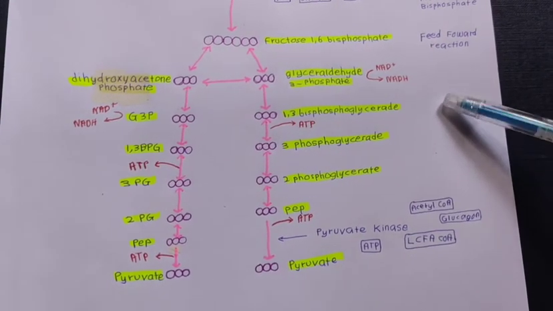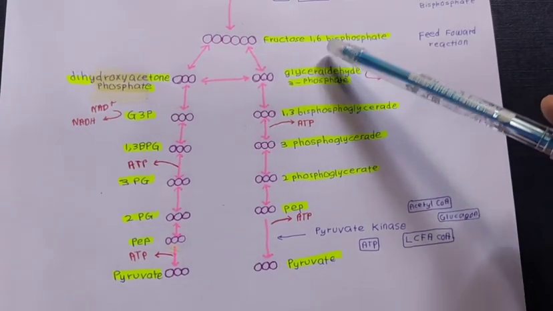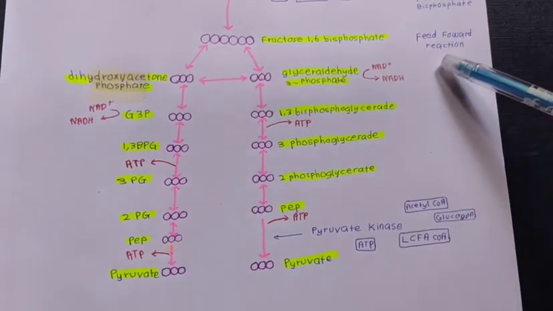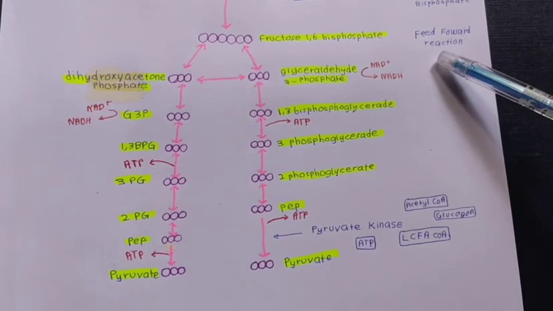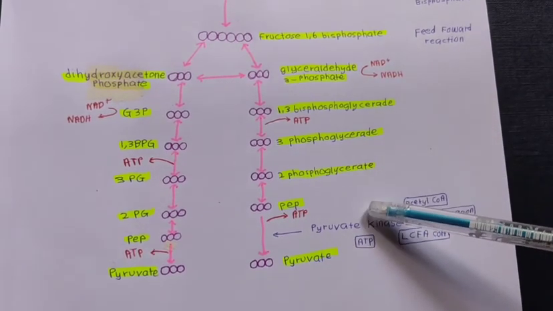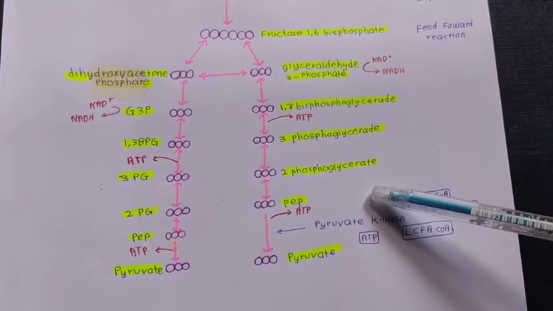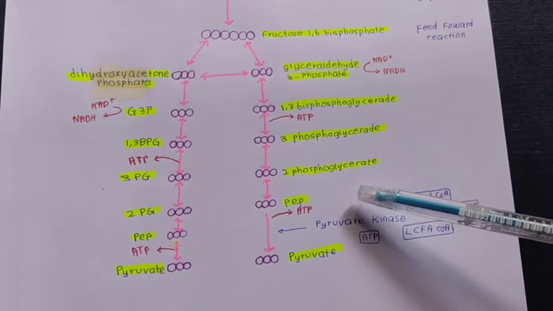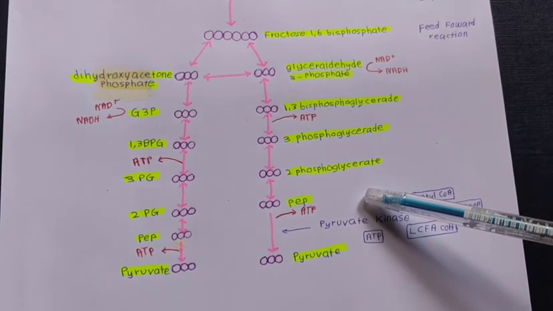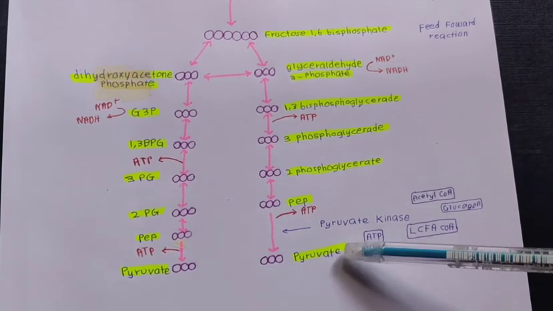Additional things that we need to know is fructose 1,6-bisphosphate is a feed-forward reaction. It's telling the enzyme pyruvate kinase to get ready to increase the activity because it is going to convert it into pyruvate.